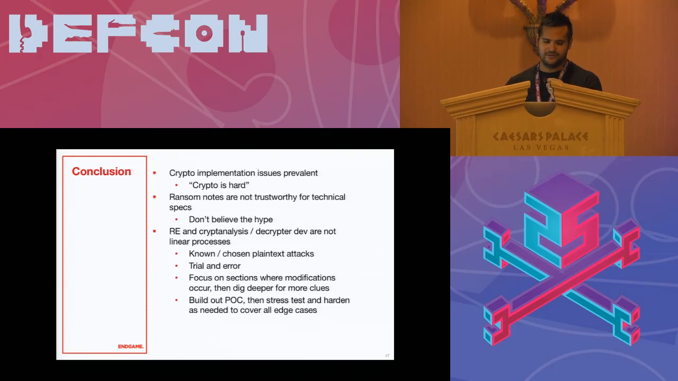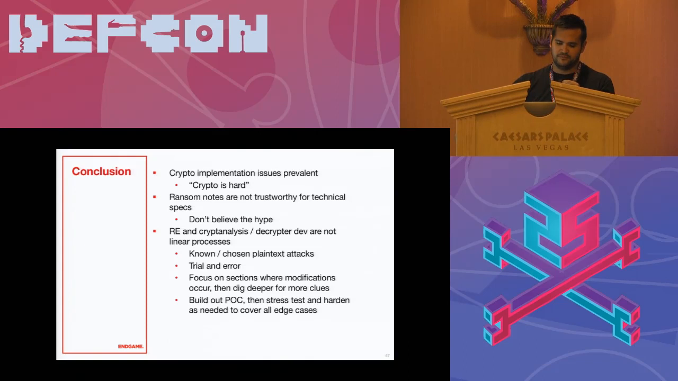You'll want to utilize chosen plain text attacks when you can in order to try to leak out more information about the encryption algorithm without having to fully reverse engineer it. And you'll want to focus on sections within the code, whether it's the disassembly or running through debugger, whatever, where modifications are going to occur. Then from there, you can use that as a base to dig deeper for more clues in order to help get a better idea of what's going on with the encryption.